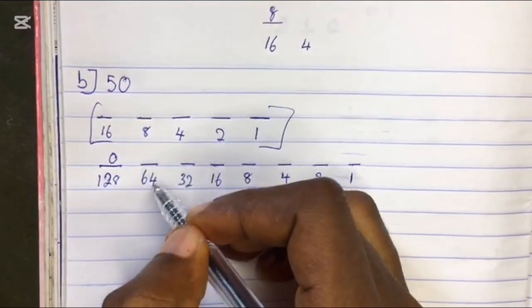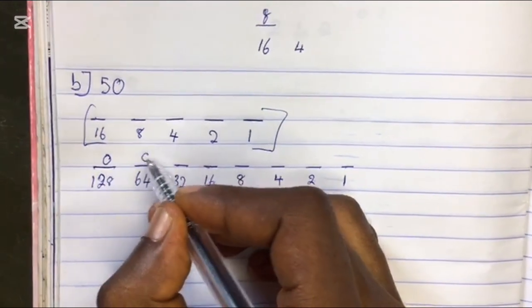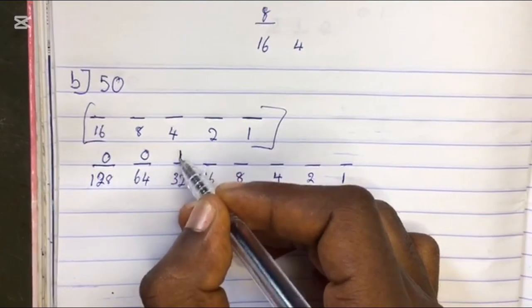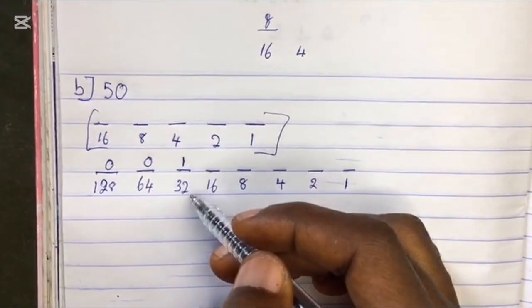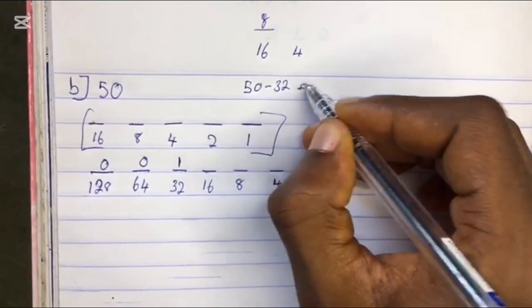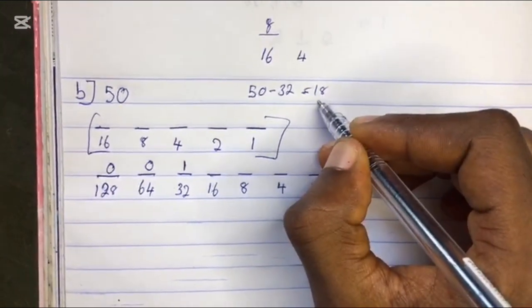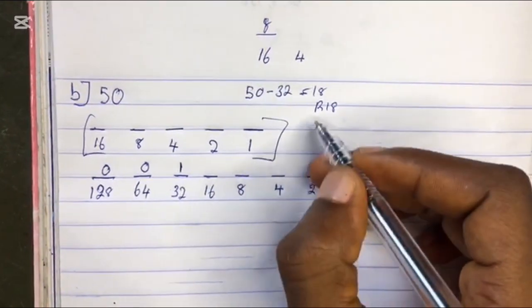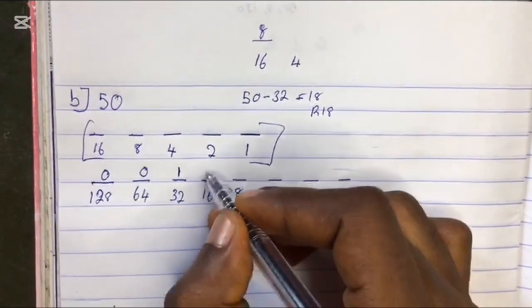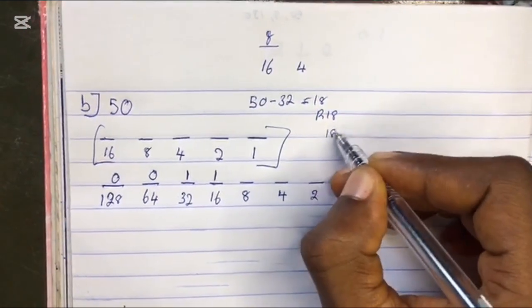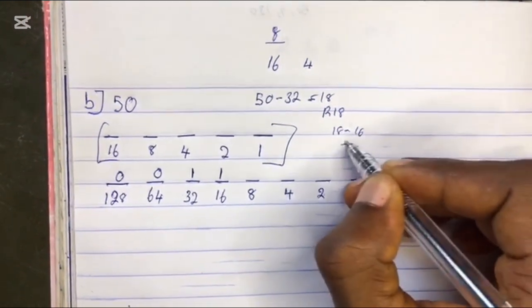Is 50 greater than 64? No, so write 0. Is 50 greater than 32? Yes. You write down 1, and you do 50 minus 32. So 50 minus 32 should give you 18. So you have remainder 18. So is 18 greater than 16? Yes. Write down 1. Then you subtract 16 from 18, which is going to give you 2.